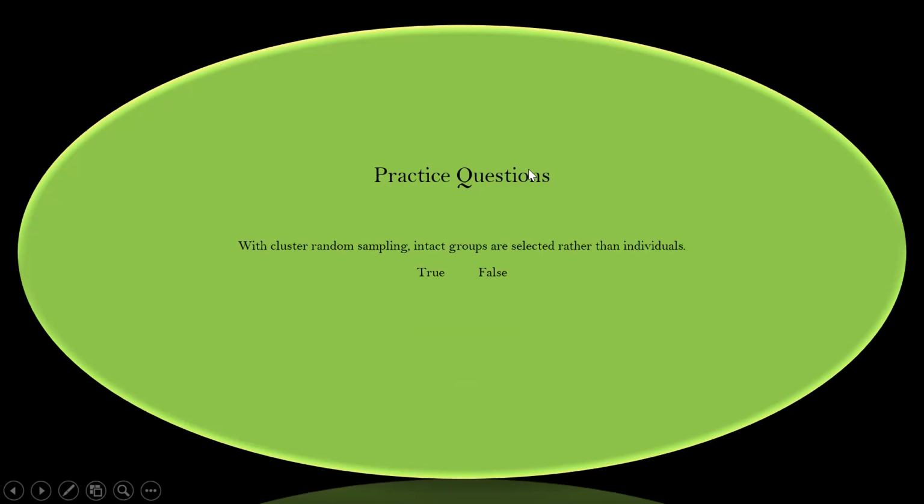With cluster random sampling, intact groups are used rather than individuals, and that's absolutely true. So instead of reaching in the hat and pulling down names of individuals, you are pulling out names of intact groups such as churches, clubs, schools. That is true. Random selection and random sampling are the same thing. You can use them interchangeably. Just don't confuse random selection or sampling with random assignment. They are not the same thing.